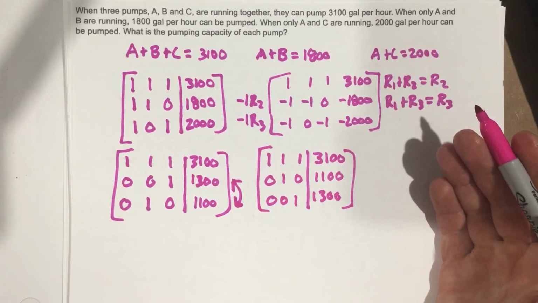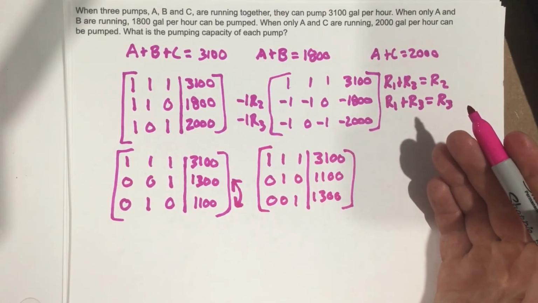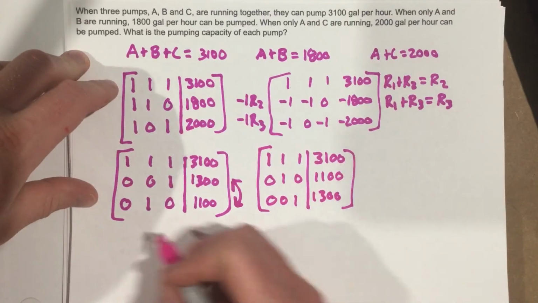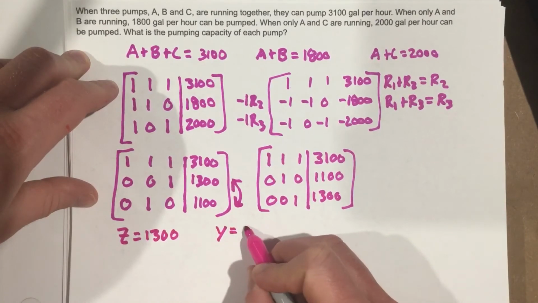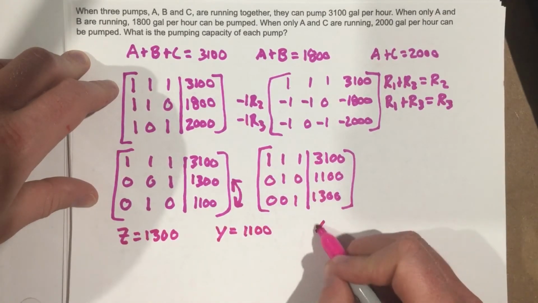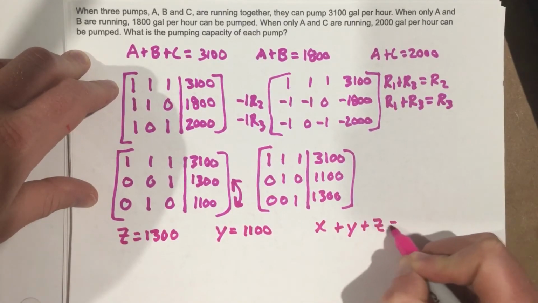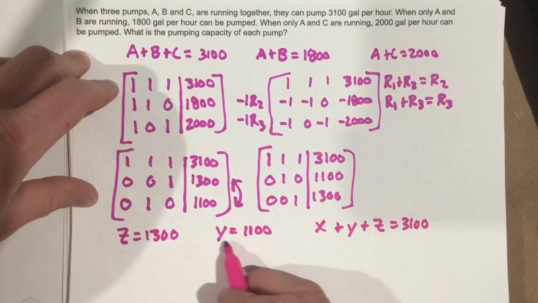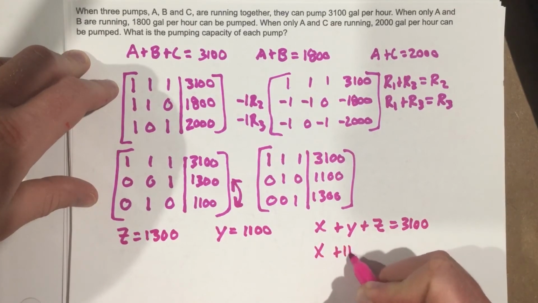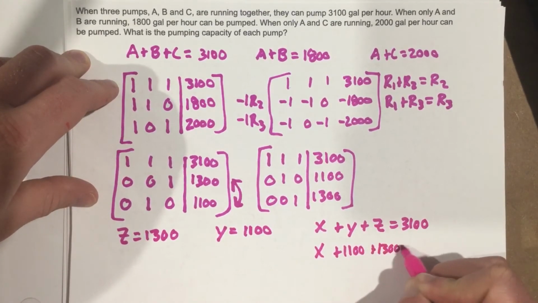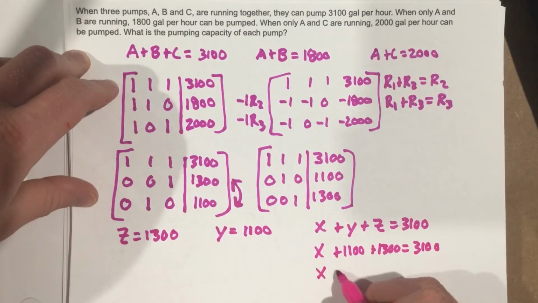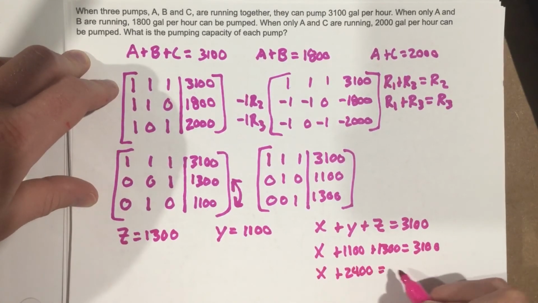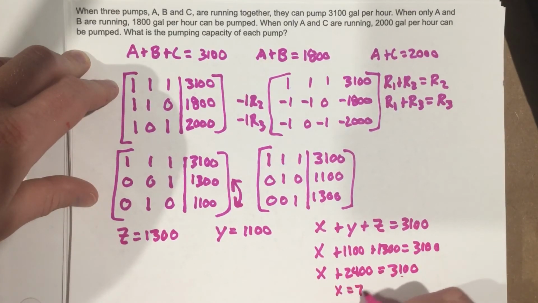Now we can do the backwards substitution if we want. I'm going to go ahead and do the backward substitution. I'm going to say that Z is 1,300. That's Y is 1,100. And the last equation is X plus Y plus Z equals 3,100. So I can plug both of those in. So it's X plus 1,100 plus 1,300 equals 3,100. Subtract those over. So we have X plus 2,400 equals 3,100. We subtract that over, we end up with X equals 700.